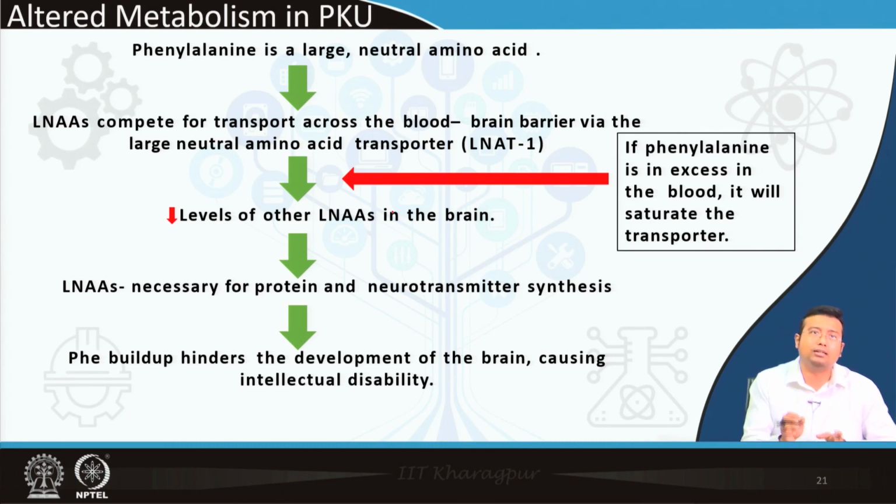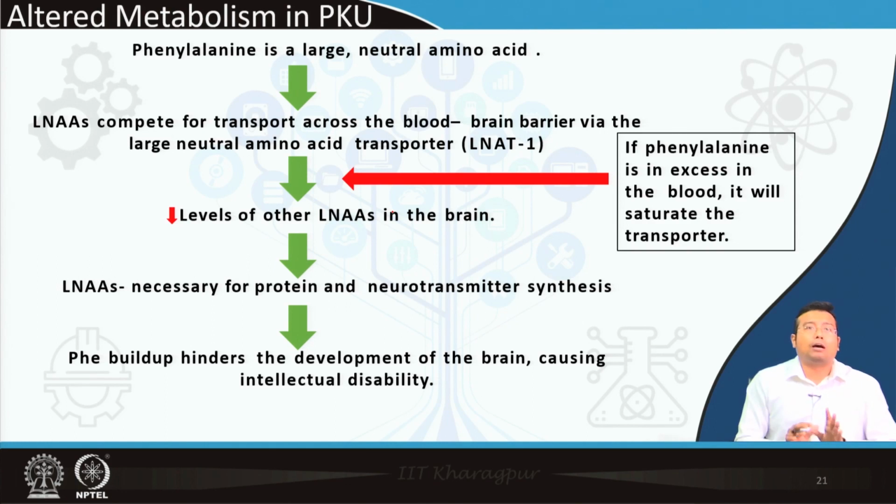Phenylalanine is a large neutral amino acid, and it is normally transported into the brain through the blood brain barrier with the help of the large neutral amino acid transporter. That is fine, but if phenylalanine is in excess in blood, it will saturate the transporter. All the transporters will be bound to phenylalanine because it is much in excess, and other large neutral amino acids cannot get inside the brain.